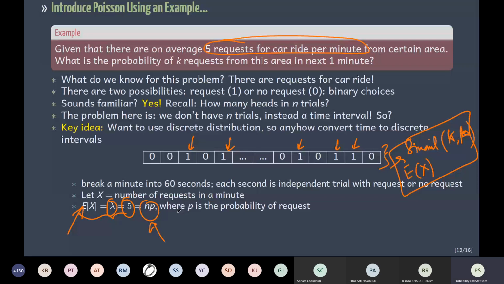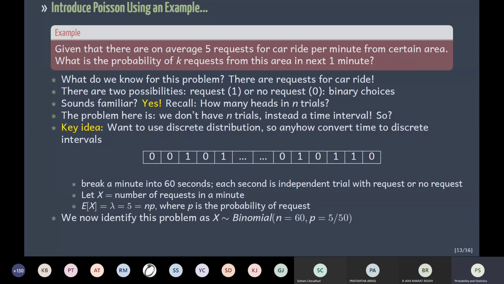I hope nothing is missing here. Let's see if there is something, I will fix this. But let us keep lambda as np, where p is the probability of whether the request comes or not. I will fix n if it is not correct now. Let us continue with this.